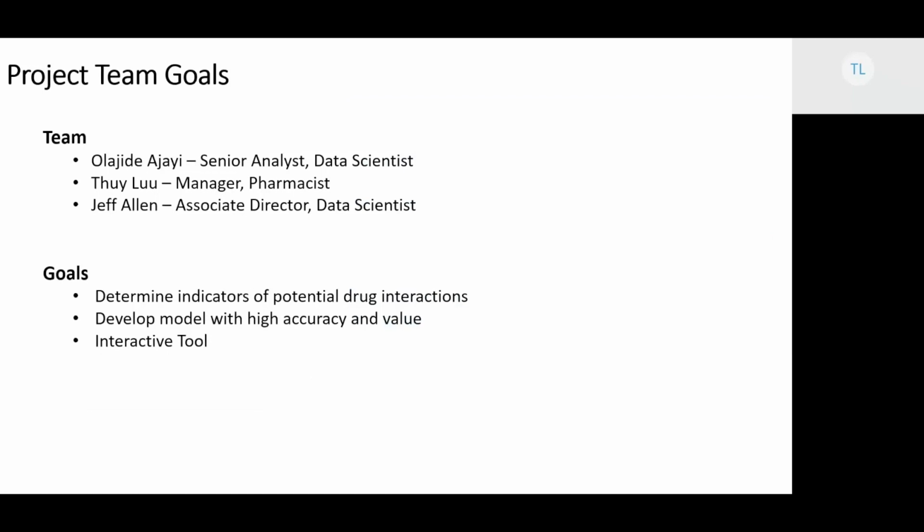Our goal with this challenge was to initially determine indicators of potential drug interactions. From those indicators, we wanted to develop a model with high accuracy and value. And then from that model, we were hoping to have an output of some sort of interactive tool.